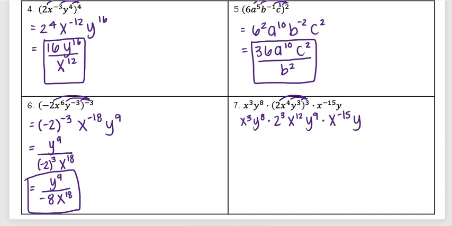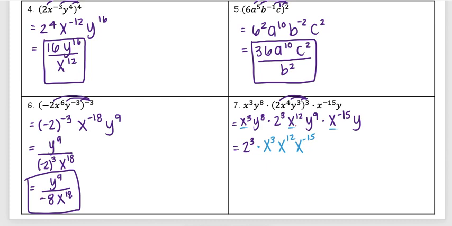Okay, and then now here we need to remember back to 6.1a when we did product property. So I'm going to go ahead and put my number out in front. This is my 2 cubed out in front. And then I want all my x's together because I can only multiply things with the same base, or use the product property of those with the same base. So I have x cubed, I have an x to the 12th, and x to the -15.